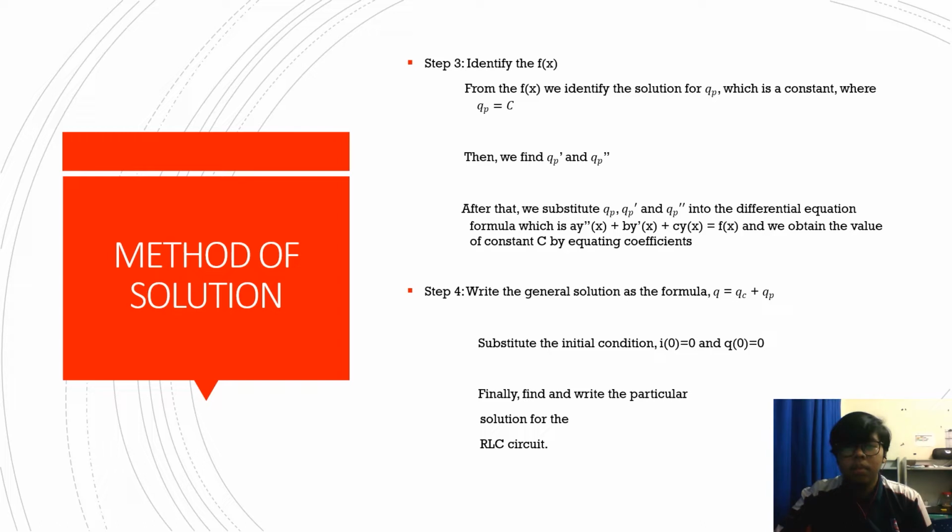After that, we substitute Qp, Qp prime and Qp double prime into the differential equation formula, which is a y double prime x plus b y prime x plus c y x equal to f(x). And we obtain the value of constant c by equating coefficients. And step 4, write the general solution as the formula Q equal to Qc plus Qp. Substitute the initial conditions I0 equal to 0 and Q0 equal to 0. Finally, find and write the particular solution for the RLC circuit.